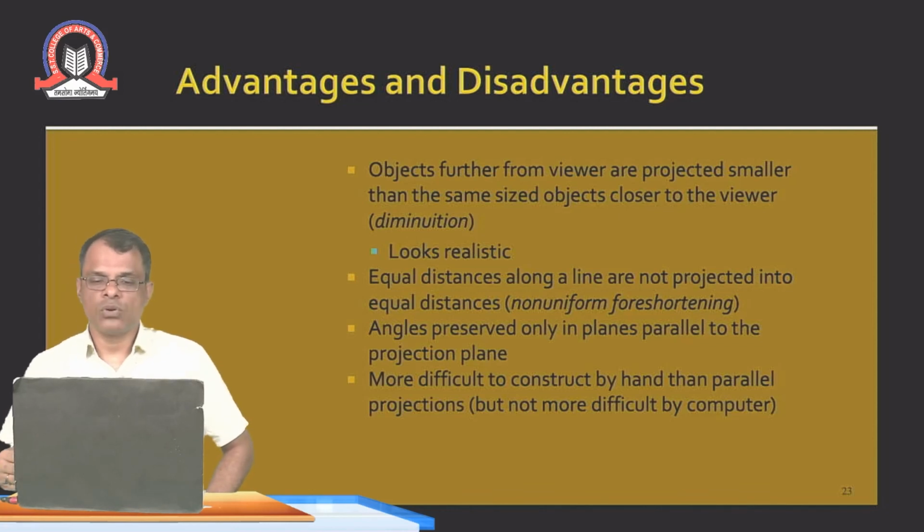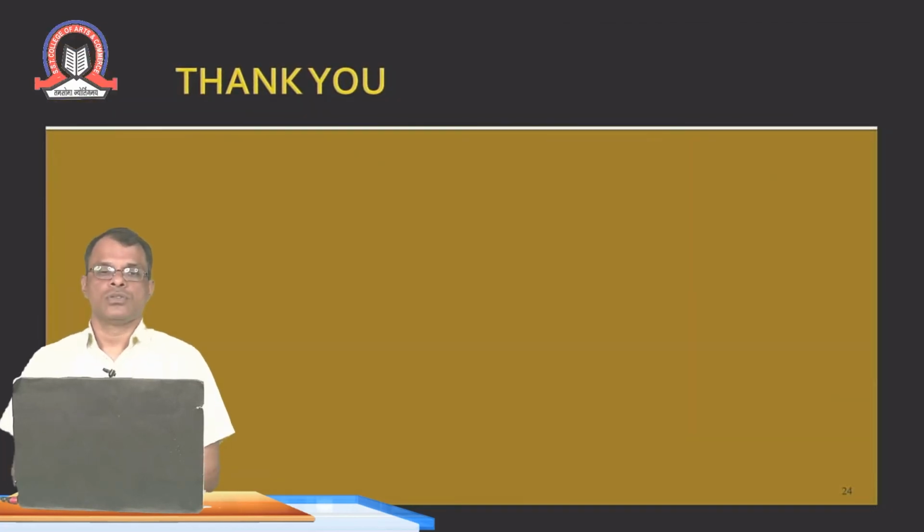It is more difficult to construct by hand than parallel projections. If you think about orthographic projections, they are very easy, and here it is difficult to draw if you are drawing with your hands. If it is computerized, then it will be easy. So these are the different classical views we discussed, and we have seen their advantages and disadvantages also. Thank you everyone.